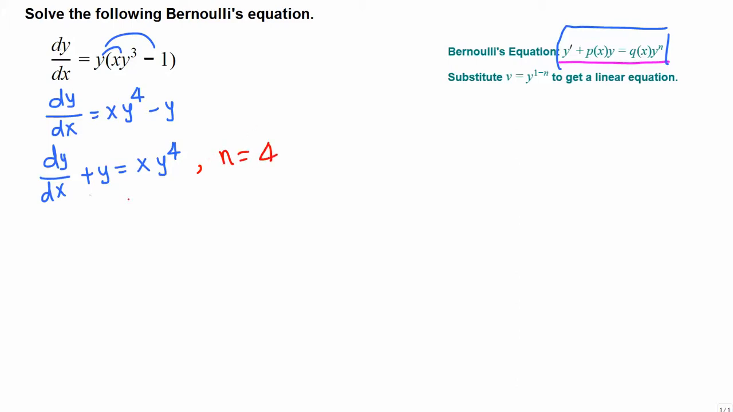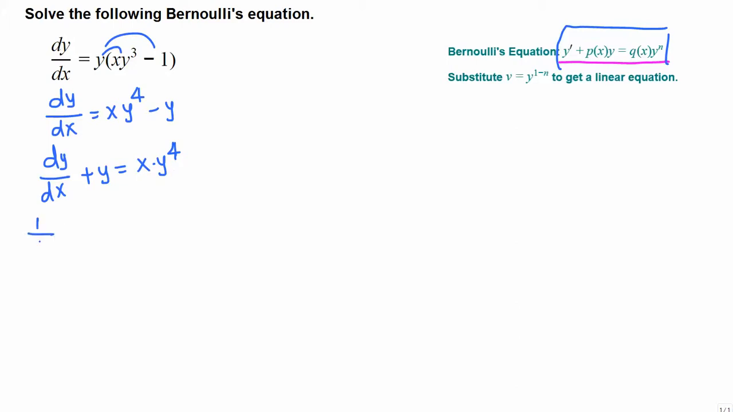Now we make a substitution: v equals y to the 1 minus n. So v equals y to the 1 minus 4, which is y to the negative 3. This substitution will change this non-linear equation into a linear one. What I would do is leave only a function of x on the right hand side. For that, divide both sides by y to the fourth.